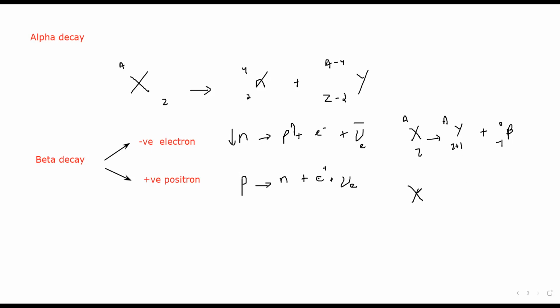And in a positive beta decay, or positron emission, the nucleon number stays the same, because protons decrease and neutrons increase, so the net sum remains the same. That's why there's no change in the nucleon number. But as the number of protons decreases, the atomic number will decrease by 1.